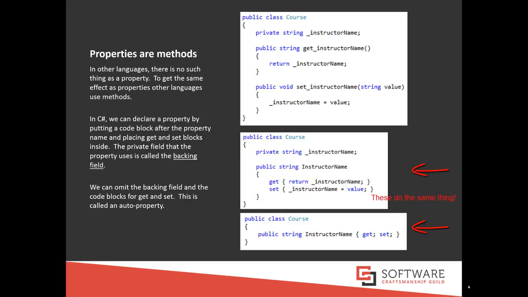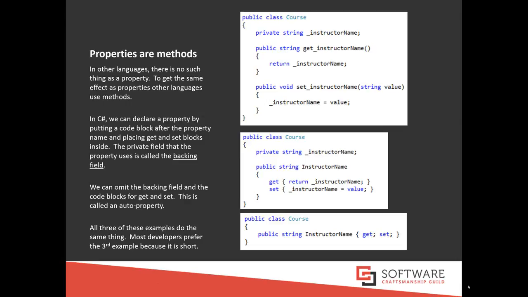This code and the code above it do the same thing. They are totally equivalent. It's just that the bottom syntax is preferred because it's shorter. The only reason we use a backing field for properties in C# is if we want to control access to the data or sometimes do a calculated field. I'm going to show you examples of this.